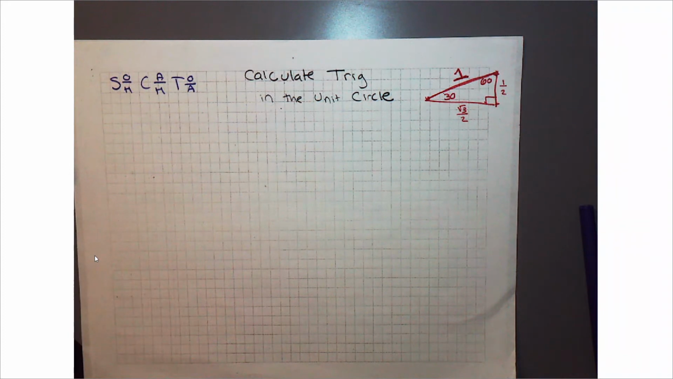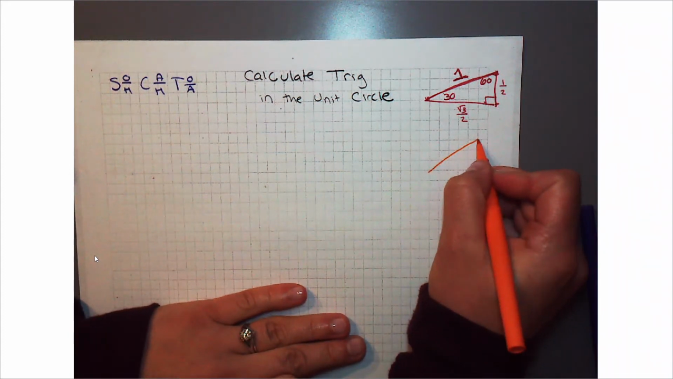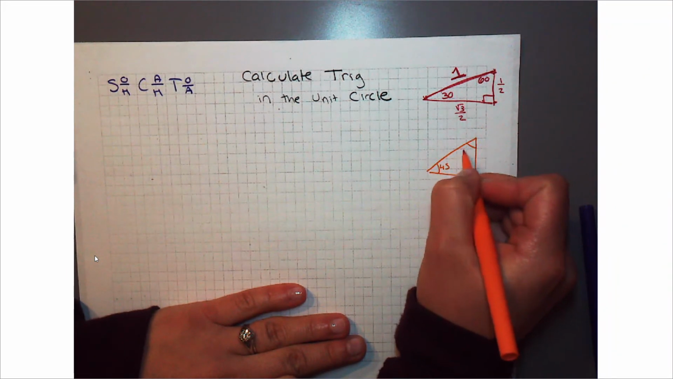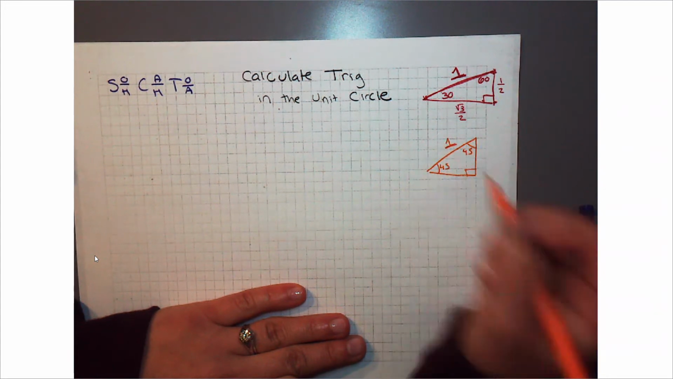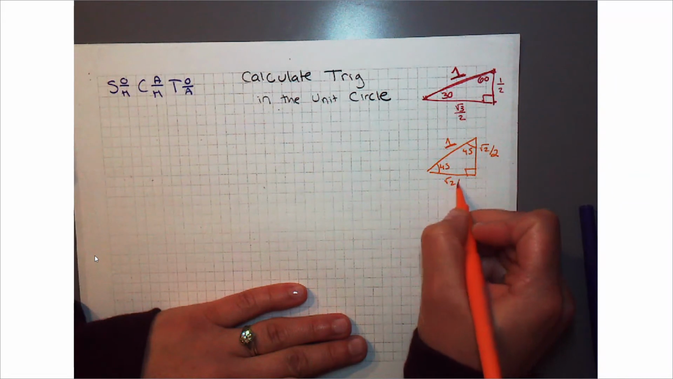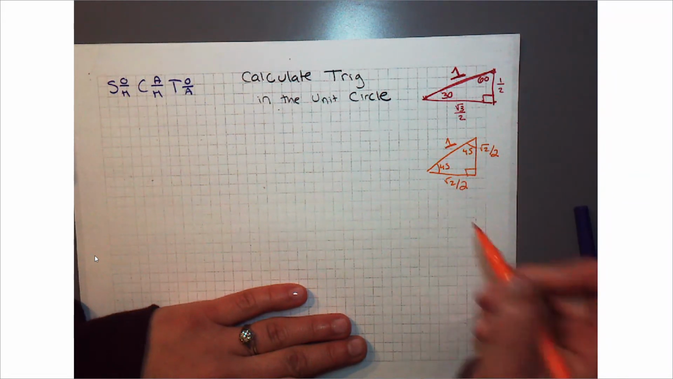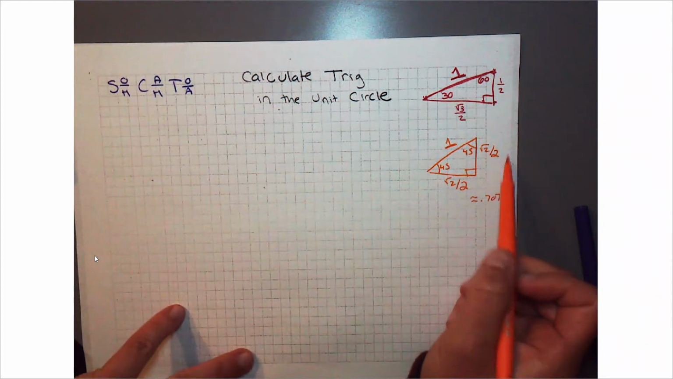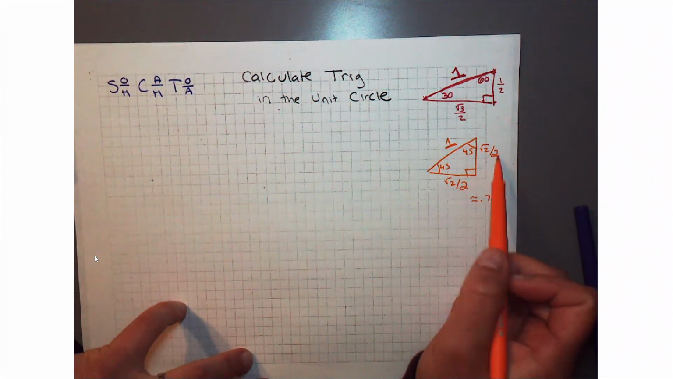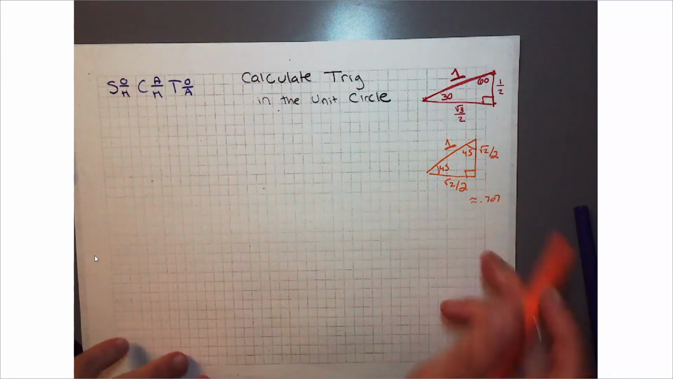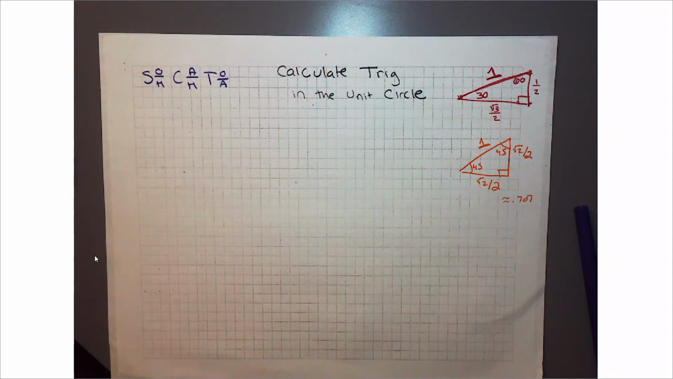The other special right triangle that we will see is a 45, 45, 90. It's isosceles. Again, the radius is 1, and this time the side lengths are root 2 over 2 for both, which is approximately equal to 0.707. But again, we'll use this fraction with the radical 2 divided by 2, although we know the approximation is 0.707. All right, so let's dive in.